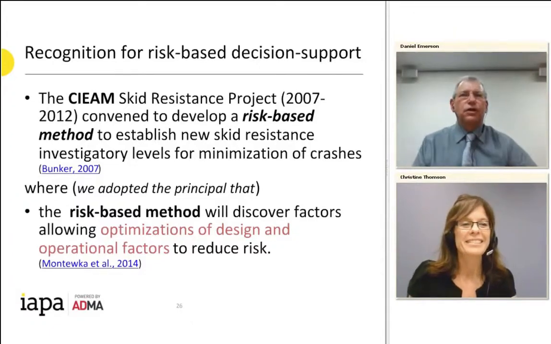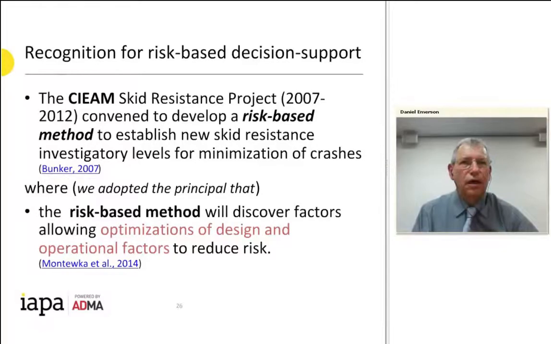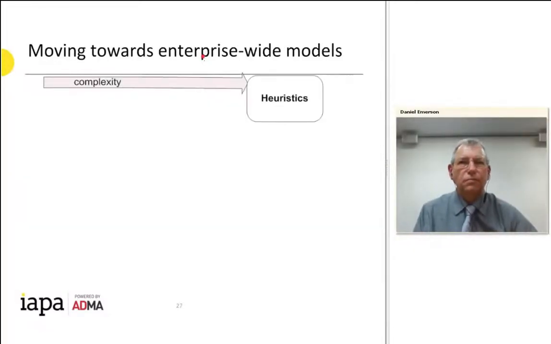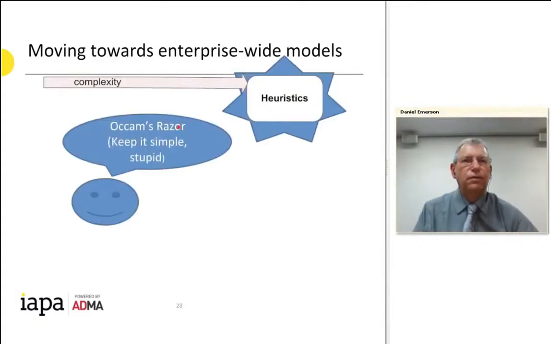Okay. Thanks, Daniel. So let's have a look now at the enterprise-wide modelling environment. Up until now, heuristics have played a very significant role in dealing with complexity. We find a solution, a fairly simple solution that's trusted, that's tested, probably tested in the courts, and decision makers are very comfortable with them. And in fact, the Occam's razor of keep it simple, stupid, works very well.